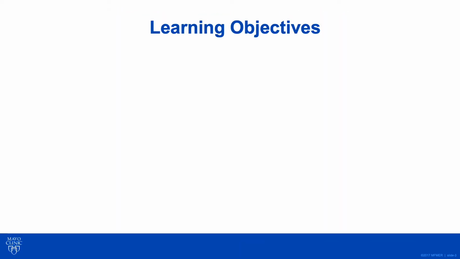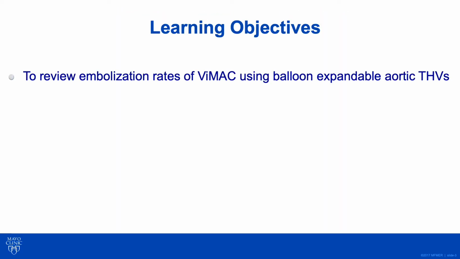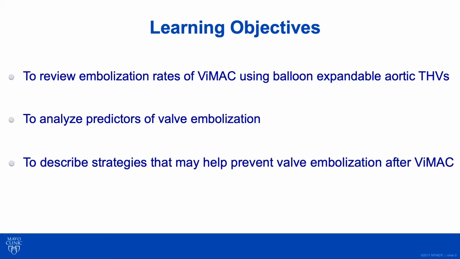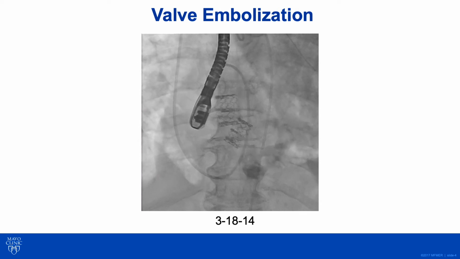These are my disclosures. Our learning objectives today will be to review embolization rates of valve-in-MAC procedures using balloon-expandable aortic transcatheter heart valves, to analyze predictors of valve embolization, and to describe strategies that may help prevent valve embolization after valve-in-MAC. I'll start with a case.